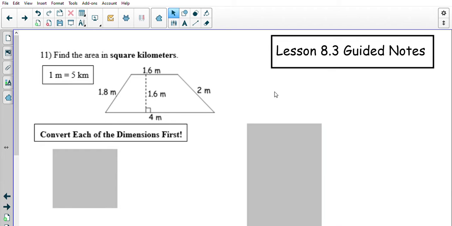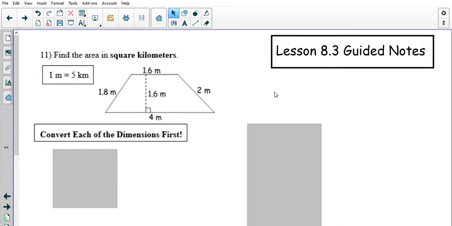For today's lesson, you'll want to pull out or be looking at the lesson 8.3 guided notes. I want to talk through a few problems in these guided notes, beginning with number 11 and then going into some area of composite figures problems as well. So number 11 asks us to find the area of this shape in square kilometers.